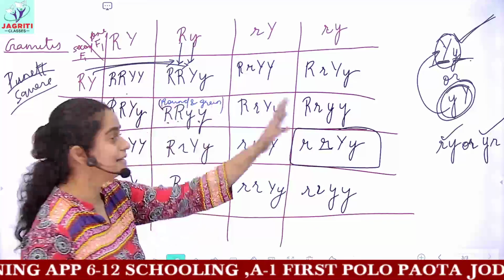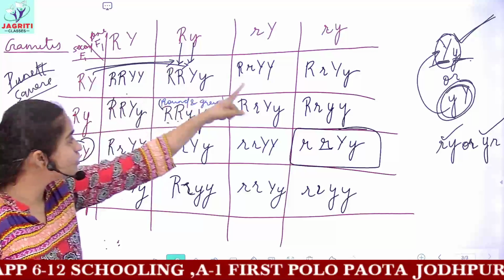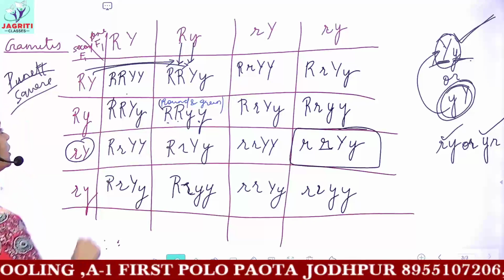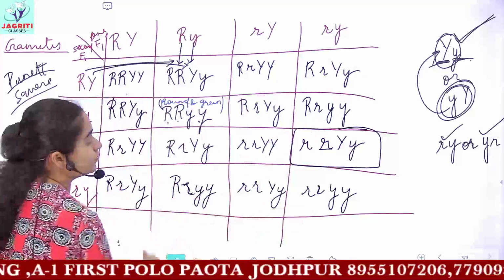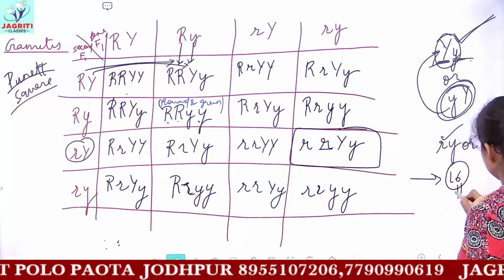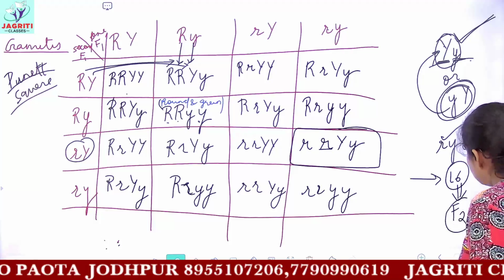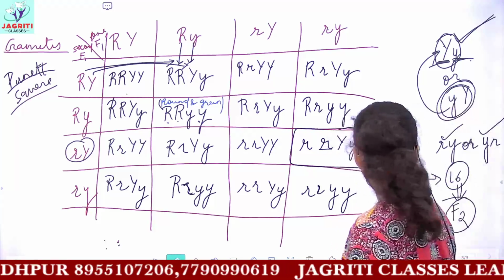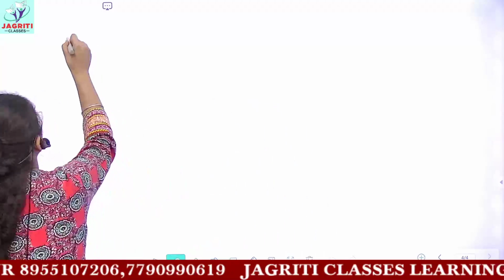So you get this kind of combination, and you have a total of 16 combinations, okay? 4 into 4 gives you a total of 16. So all these 16 combinations are for the F2 generation. Now you have to find the phenotype and genotype ratio of F2.